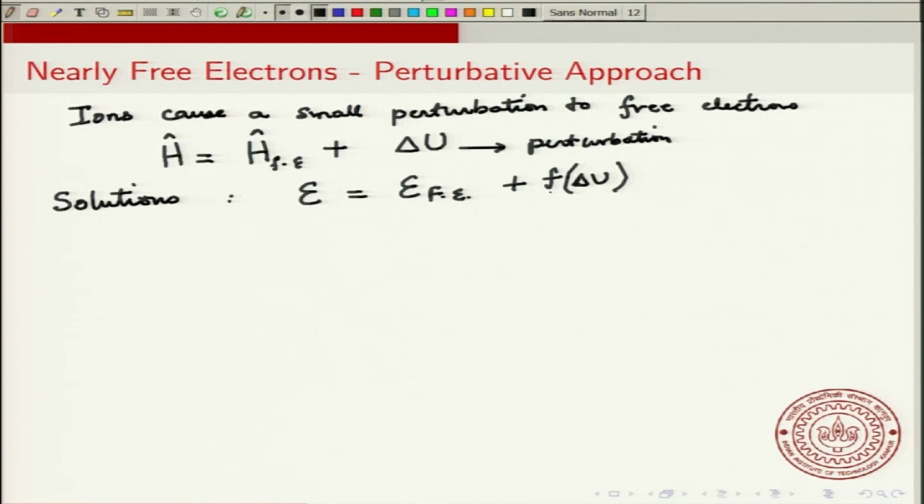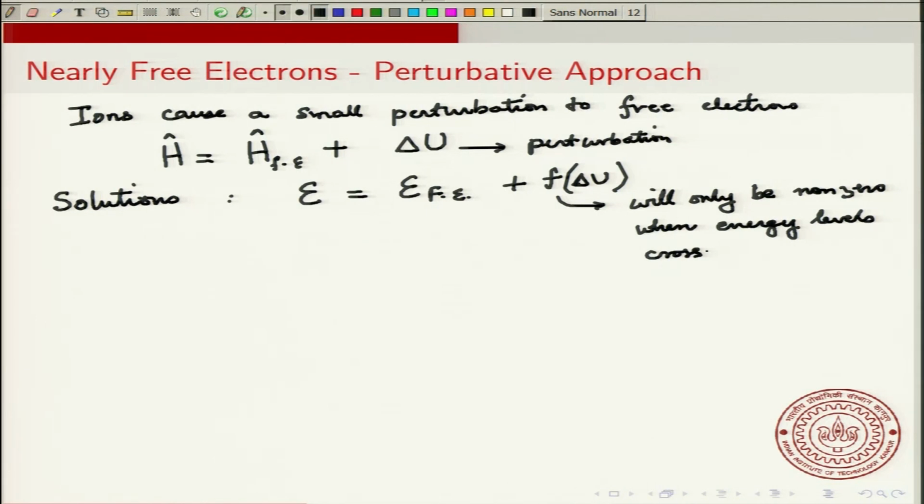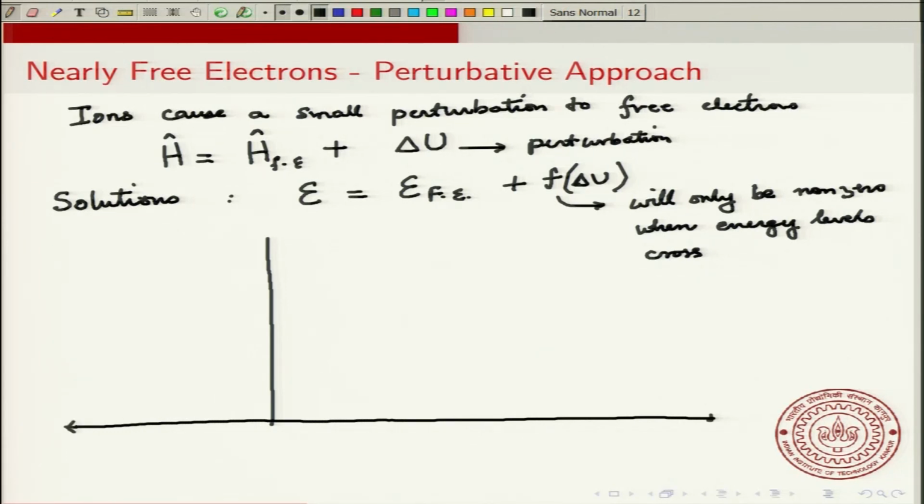Now, what is important in this perturbative approach is that this function will only be non-zero when energy levels cross. Again, I will just show this qualitatively. So if you go back, let's look at the repeated zones representation. So we had a wave function that looked like this.